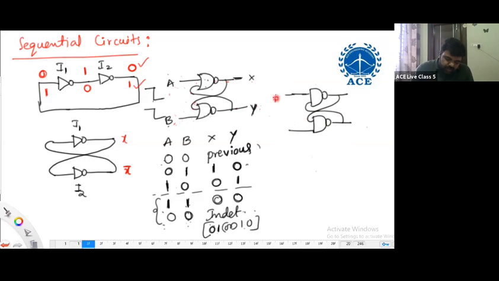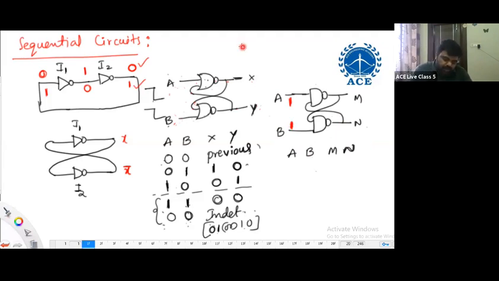Let me say the inputs are A, B, and M and N are the outputs. NAND based, instead of NOR gates, now I'm using NAND gates. Let us see one by one. Let me analyze one valid input combination first, which is 1, 1.